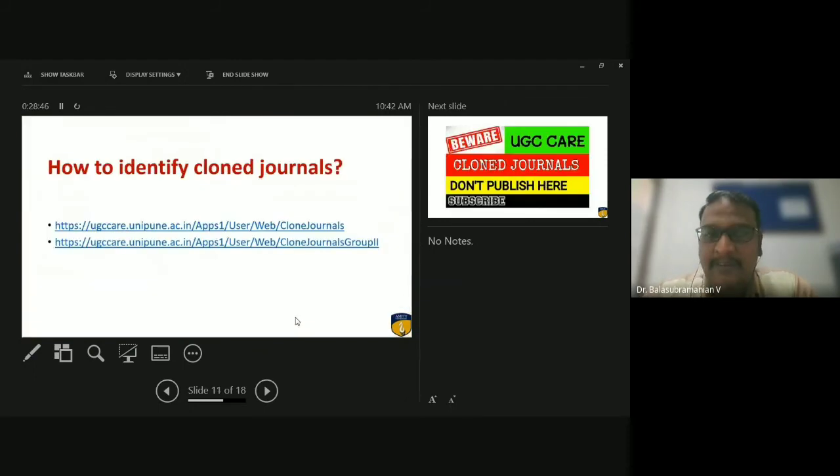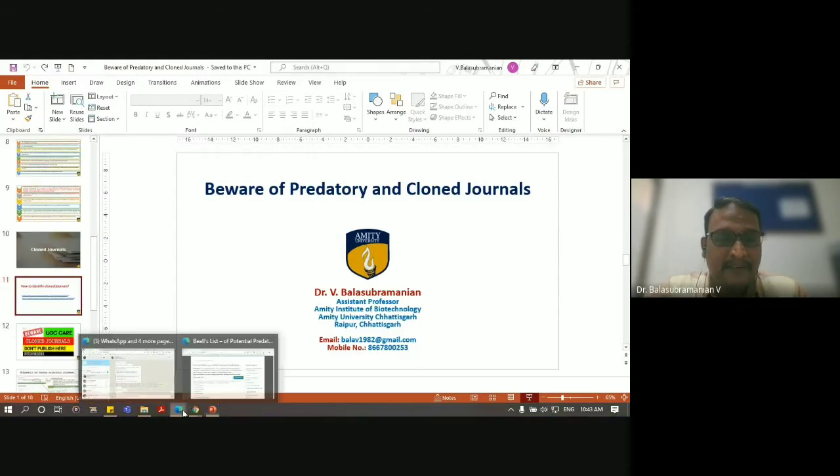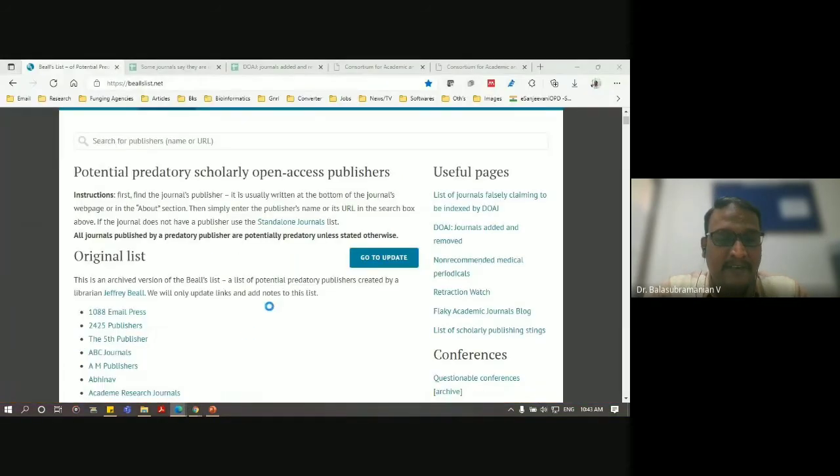Most research scholars publish in UGC CARE journals, right? As per the UGC rules, or you can publish in any SCI indexed journals. How can we find out the UGC CARE journals? There are two groups: UGC CARE group one journals and UGC CARE group two journals. How can we find out? Let me see. I will show you on the website.